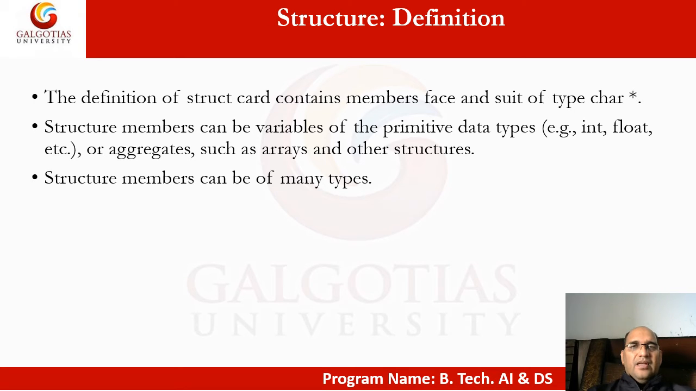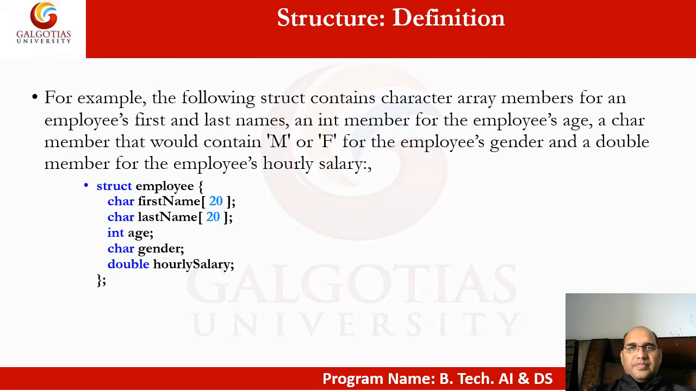A structure member can be a variable of primitive data type, for example float, int, etc., or aggregates such as arrays and other structures. A structure member can be of many types. For example, the following struct contains a character array member for an employee's first and last name, an int member for employee age, a char member that would contain M or F for the employee's gender, and a double member for employee hourly salary. So you can see this structure.